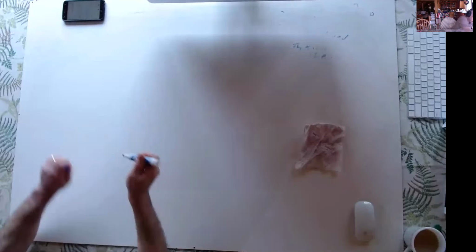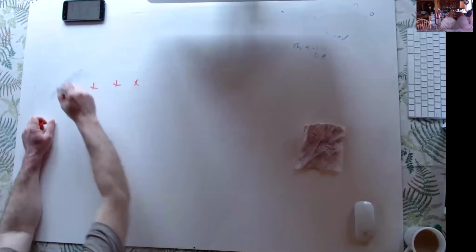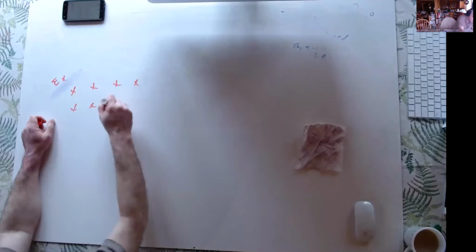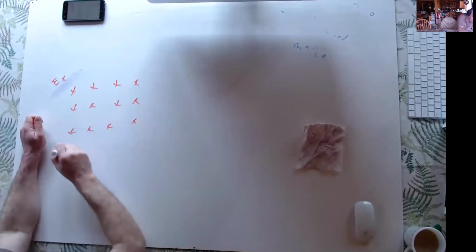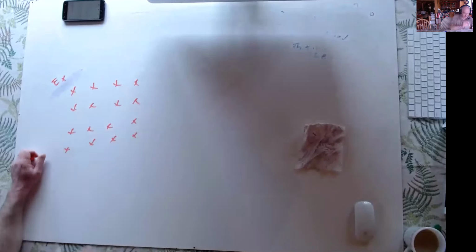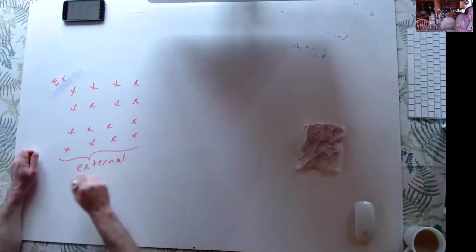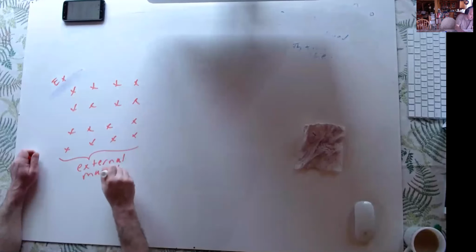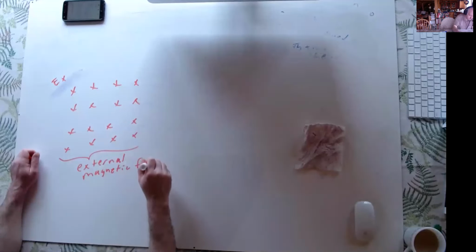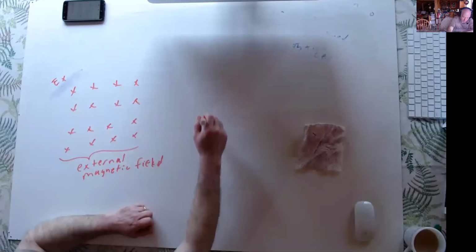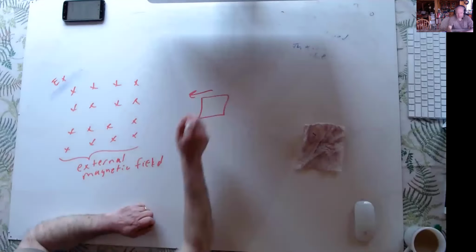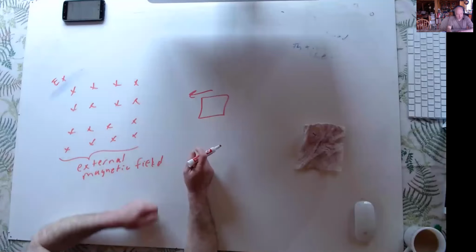Okay, so let's do more examples. That's all we're going to do today. Actually, let's do this in red. So here's another example. Okay, so this is some sort of external field. What I'm going to do is take a loop here, and I'm going to move this loop into the magnetic field.